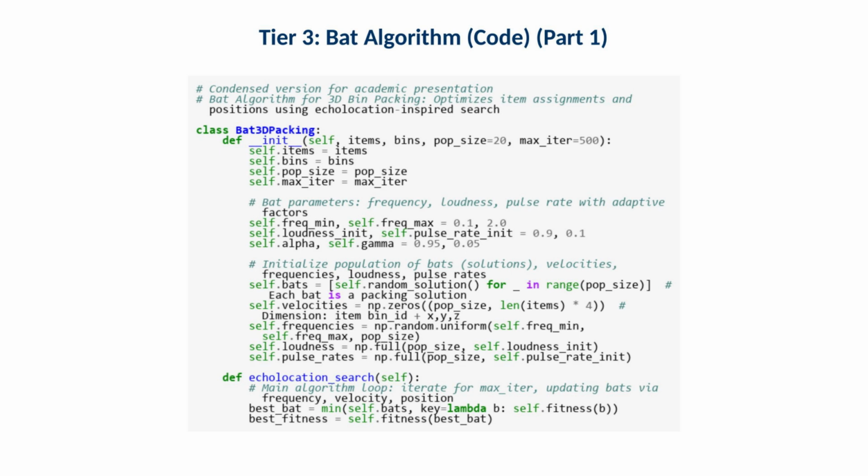The key class visible here is the BAT3D packing class. Key functions in this chunk include initializer and echolocation search. You will notice logic related to fitness, population. As you read it, follow the data flow from inputs to outputs, and pay attention to how the state is updated. Also check stopping rules and guardrails so iterative logic stays stable and does not drift.